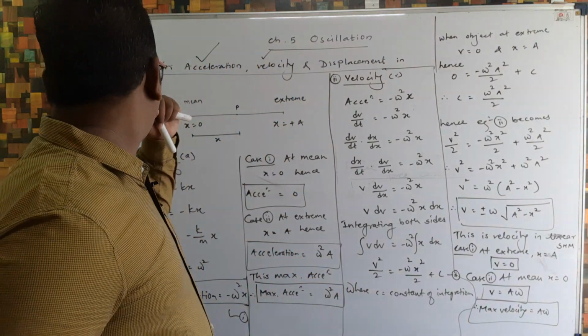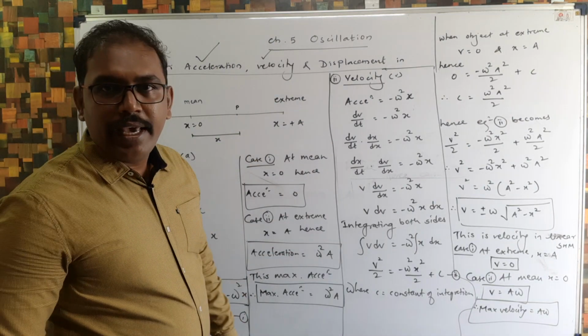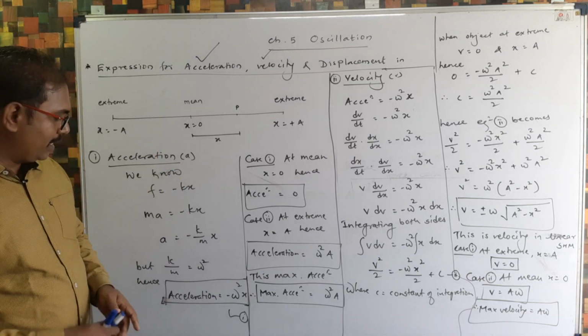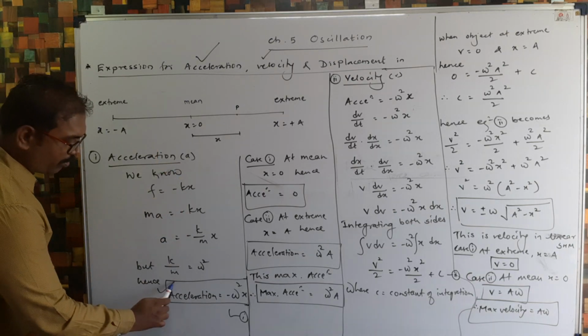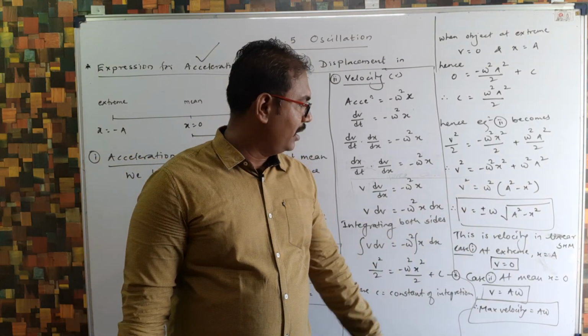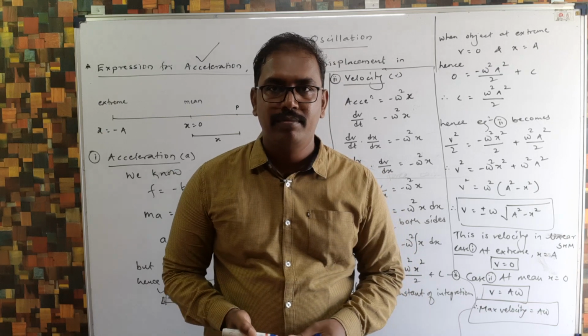So here we obtain acceleration, we obtain velocity. The expression for acceleration in linear SHM is minus omega square x, and velocity in linear SHM is plus minus omega under root a square minus x square.